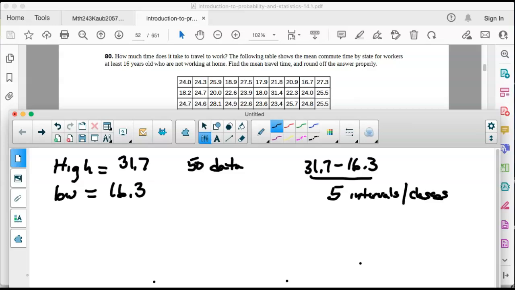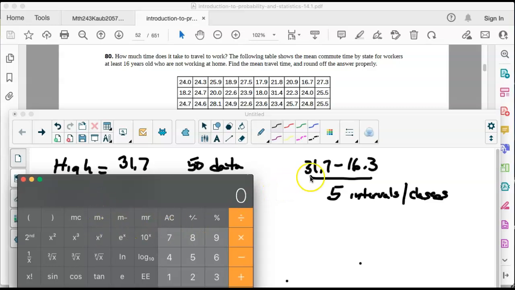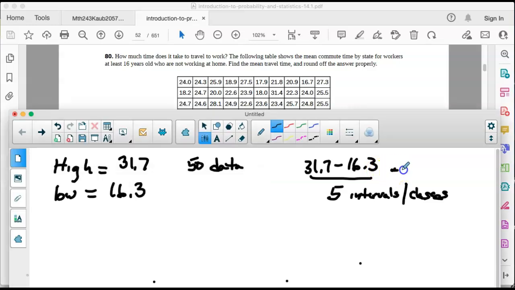Okay, so we take our calculator and compute that out. 31.7 minus 16.3, I get 15.4. We're going to divide that by 5. We get 3.08. So this is 3.08.